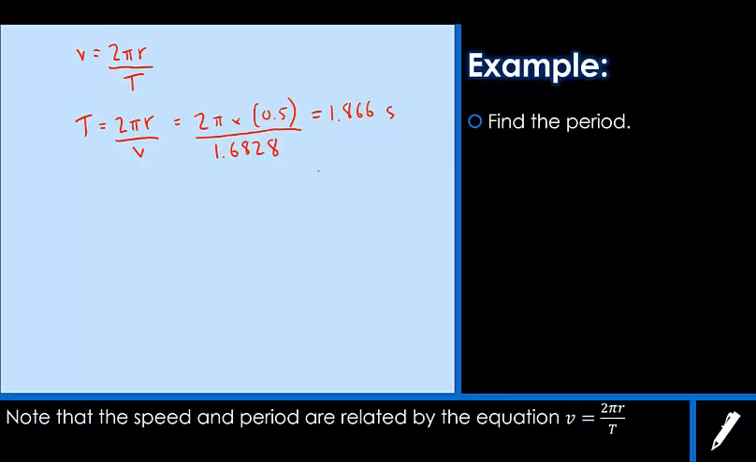1.866 seconds, which is roughly equal to 1.9 seconds to 2 significant figures. Okay, so we can also determine the period of the conical pendulum. Using the same approach, we would be able to find any of the unknown quantities if we were asked for them. There are a few other examples in your assignment that will allow you to look at it from a slightly different angle.